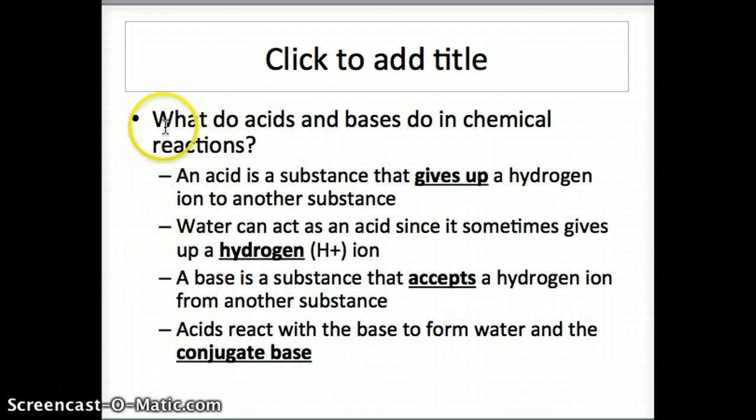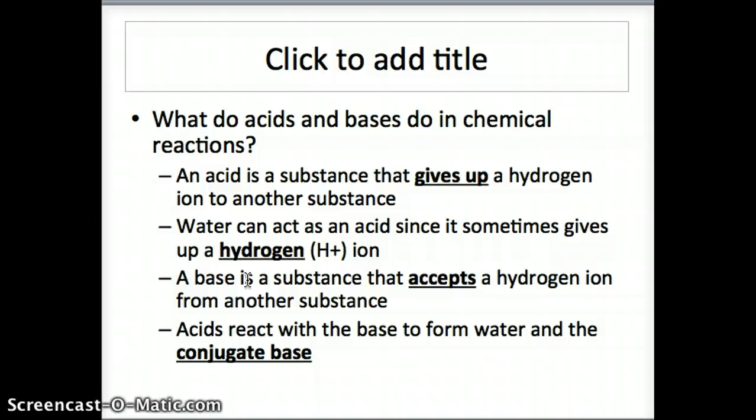The third question is, what do acids and bases do in chemical reactions? Well, an acid is a substance that gives up a hydrogen ion to another substance. Water can act as an acid since it sometimes gives up a hydrogen. So again, anything is an acid if it gives up or donates a hydrogen ion to another substance. A base is a substance that accepts a hydrogen ion from another.